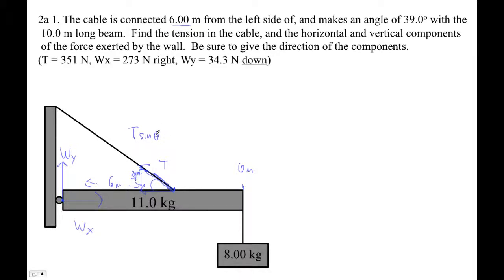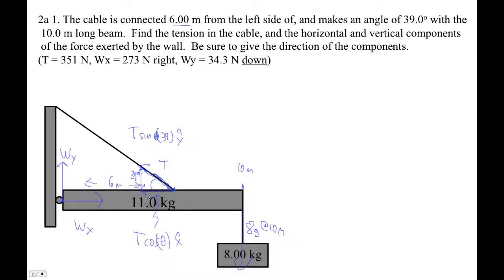So t sine 39, and that's going to be in the y direction. And then we've got t cos theta, and that's in the x direction. All right, so those are our forces. Then we also have the force of gravity acting here, right? So we've got 8 times g, that's acting at 10 meters.